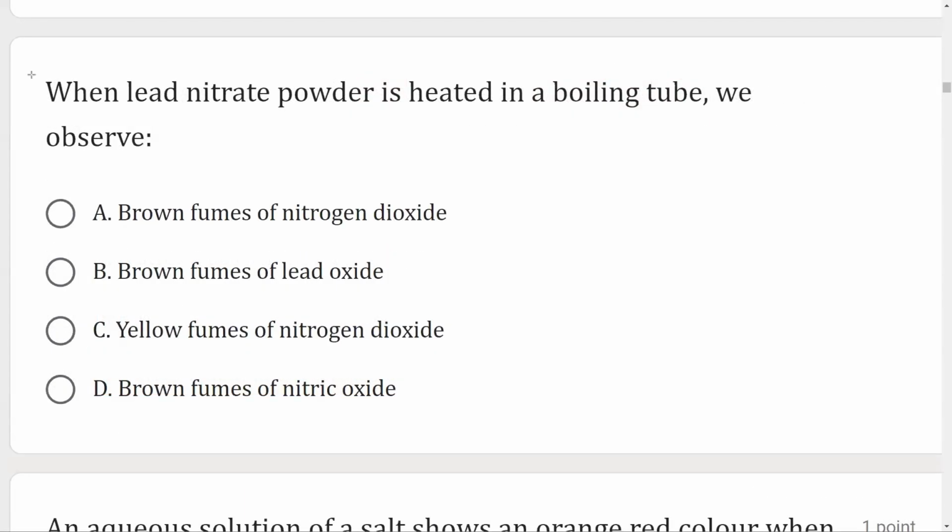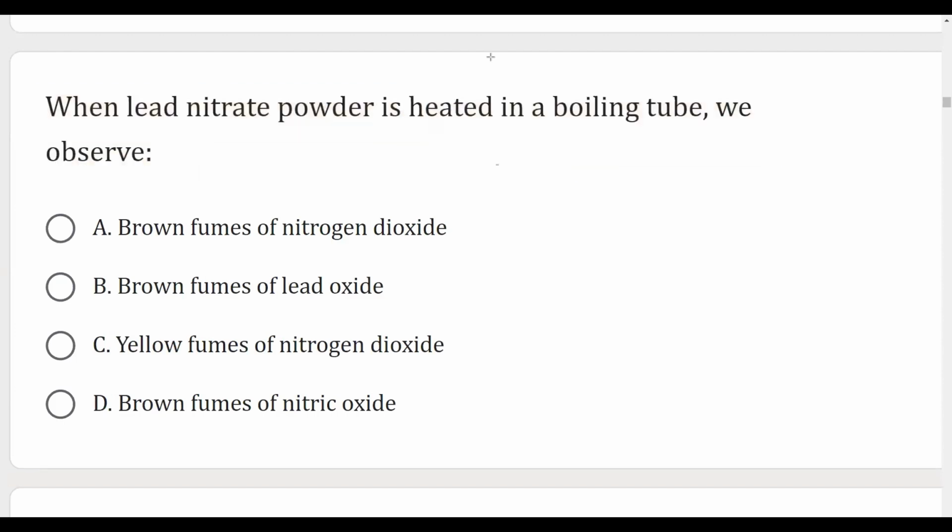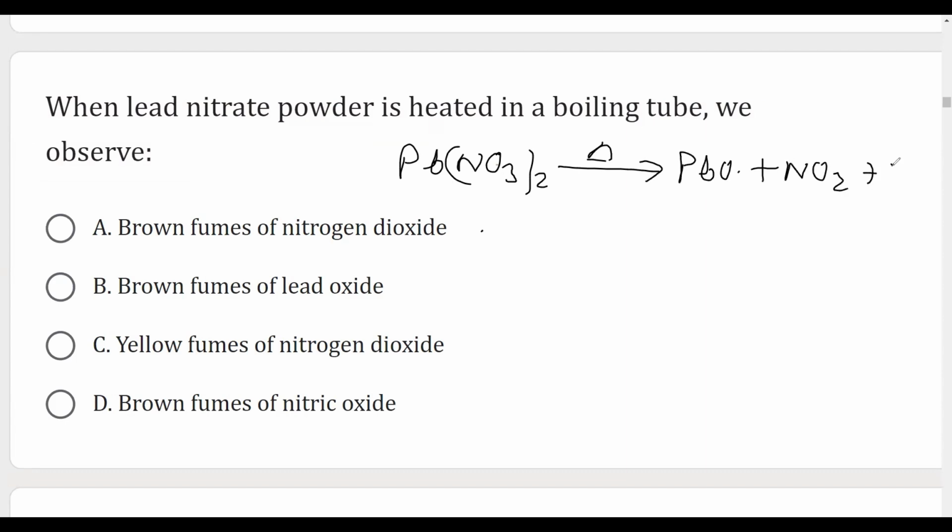It says when lead nitrate powder is heated in a boiling tube, we observe what? So lead nitrate is what? Pb(NO3)2. That's Pb(NO3)2. And when it is heated, what is formed? Lead oxide, PbO plus NO2 plus O2. I'm not balancing it.